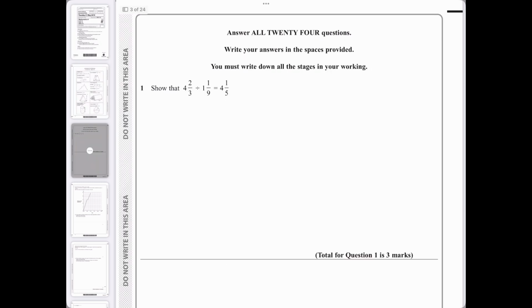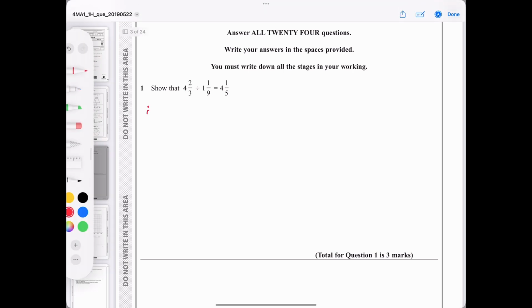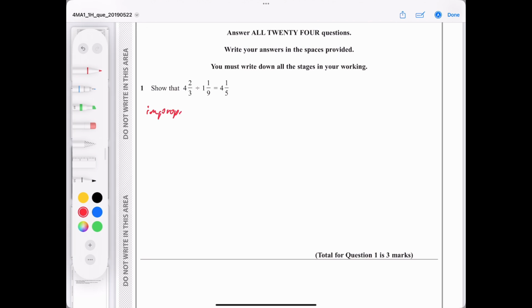Now let's start. So this is show that 4 2/3 divided by 1 1/9 equals 4 1/4. So ignore the answer. Basically, pretend you don't know that. What you're going to do is start off by making improper fractions. You do that by going 4 times 3 is 12, so that's 14/3. And 1 times 9 is 9.